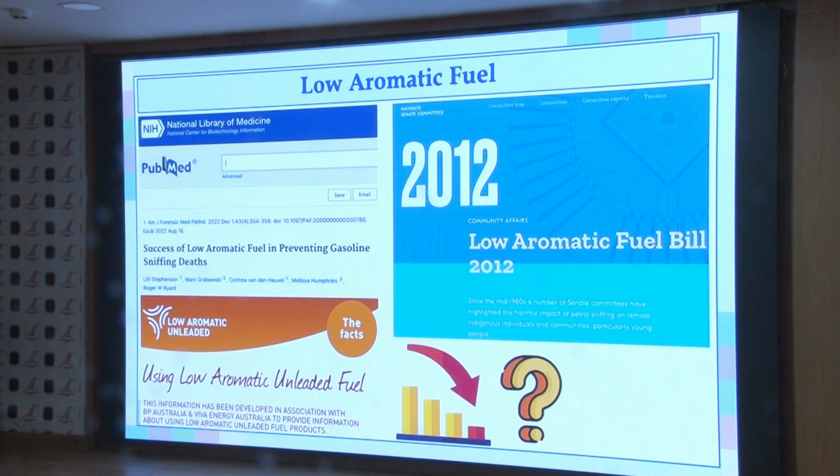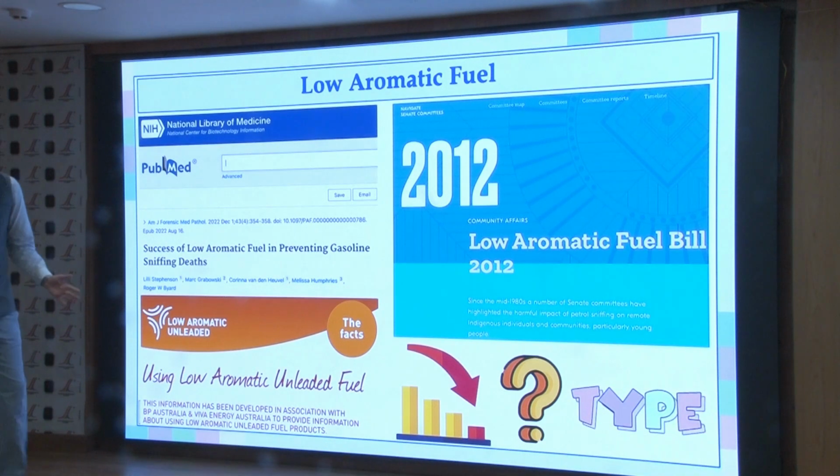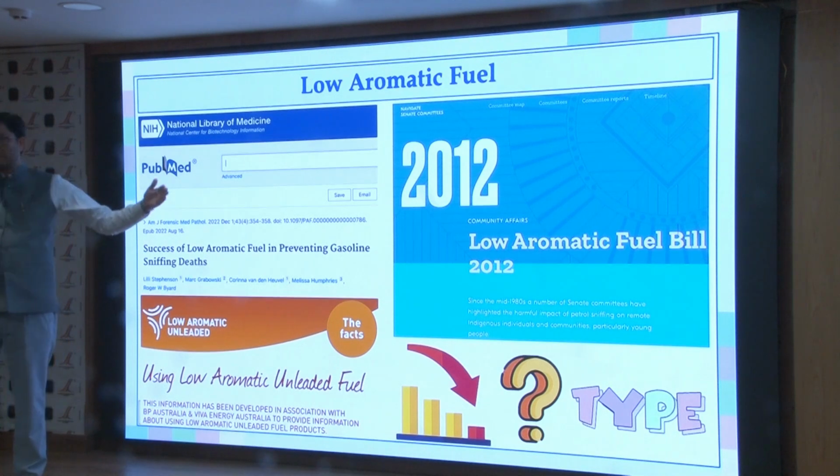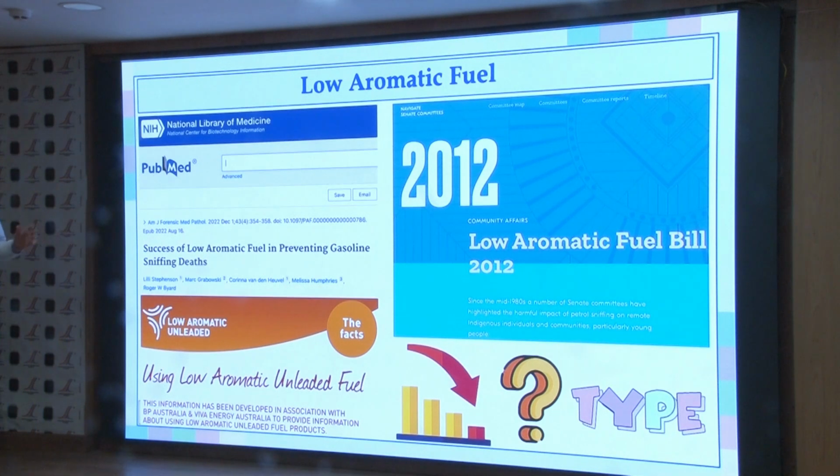First, low means how much it should be: is it 5%, 1%, 2%? And the second one is the type. We have different aromatics, not a single aromatic; we have a chain of aromatics. So we have to think about which one is good and which one is bad, or whether we can remove all the aromatics from the fuel. This is the question we have studied.